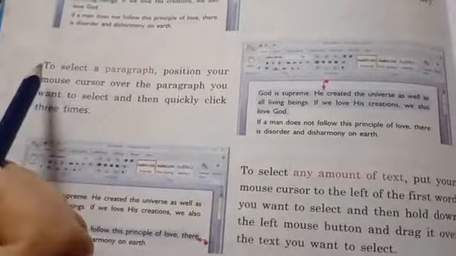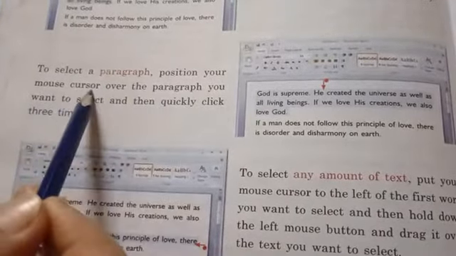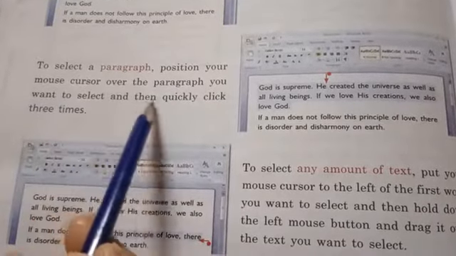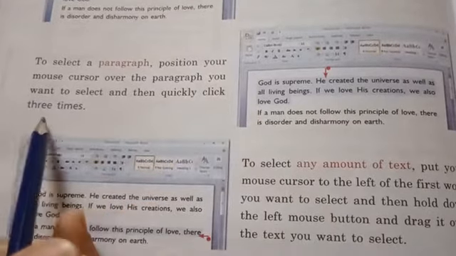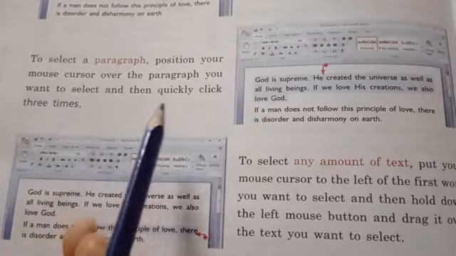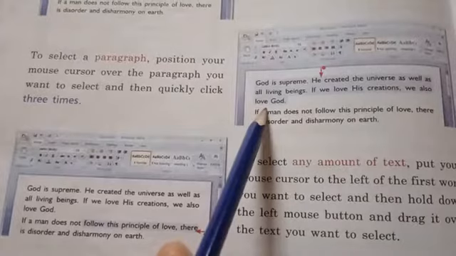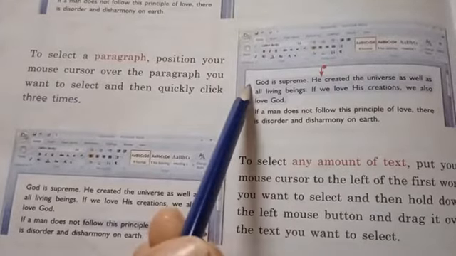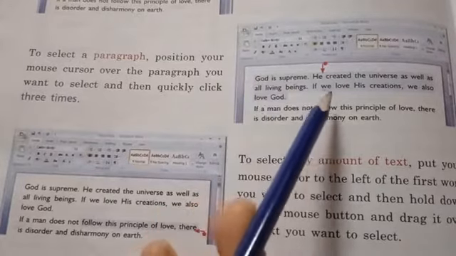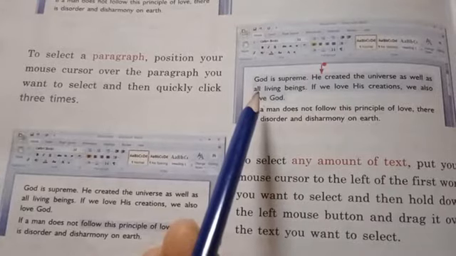Next, to select a paragraph, position your mouse cursor over the paragraph you want to select and then quickly click three times, without pause. Can you understand? Suppose you want to select this paragraph, position your mouse cursor over it and quickly click three times.